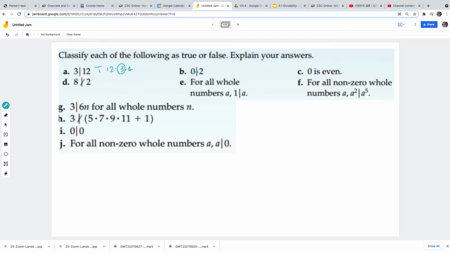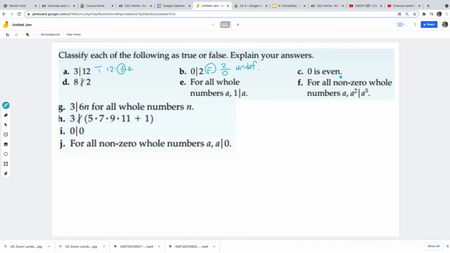How about this? 0 divides 2. Does 0 divide 2? No, it doesn't, right? Remember, when your denominator, the divisor, is 0, it's undefined. If you remember from last lesson of whole number division, it is false. You cannot divide any number by 0. So 0 cannot be a divisor, right?